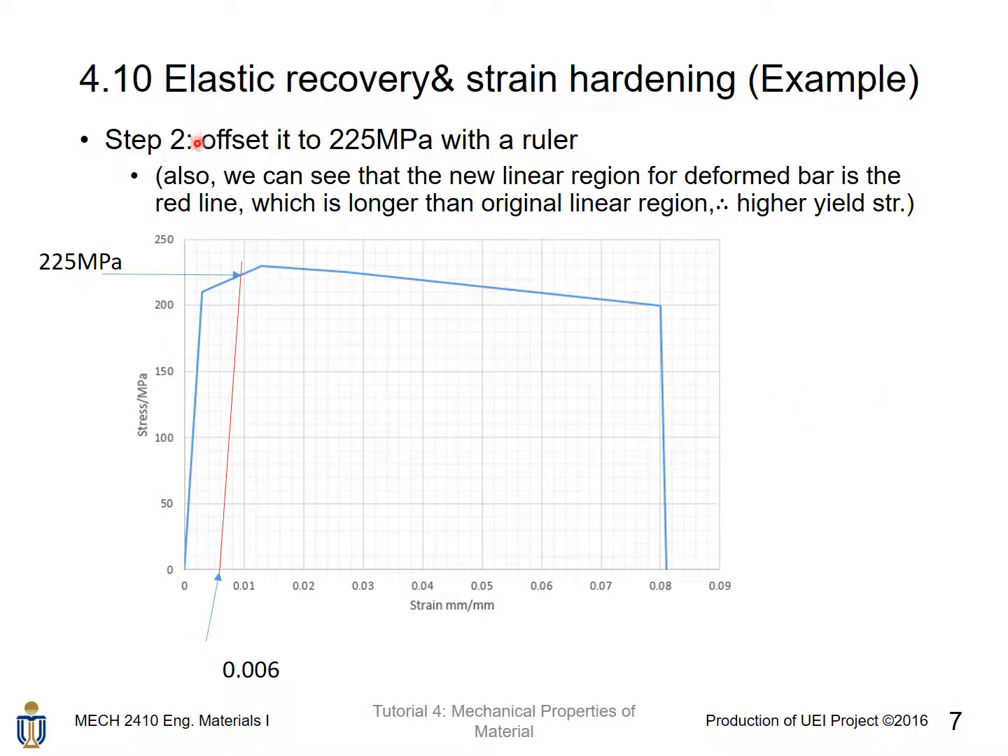Step 2, we offset it to 225 megapascal with a ruler. In this way, we can find the permanent strain value. And also, we can see that the new linear region for the deformed part is the red line, which is longer than the original linear region, which means that it will produce a higher yield strain value after the deformation.